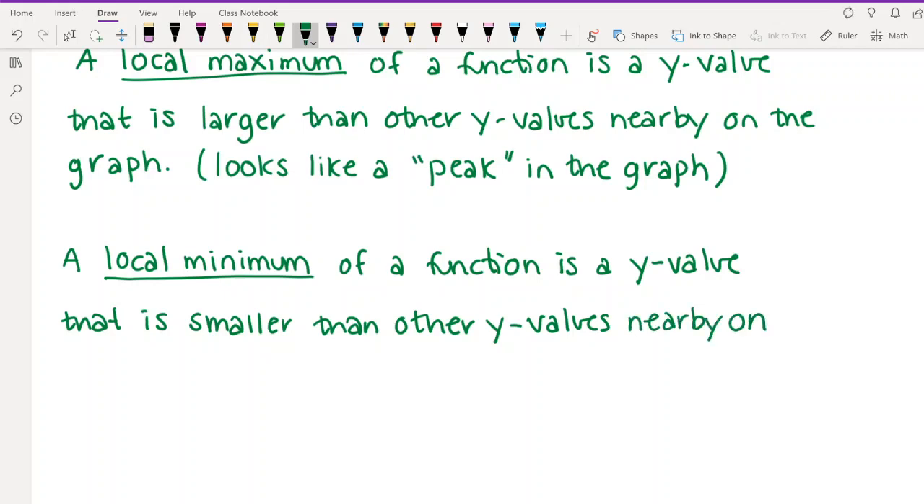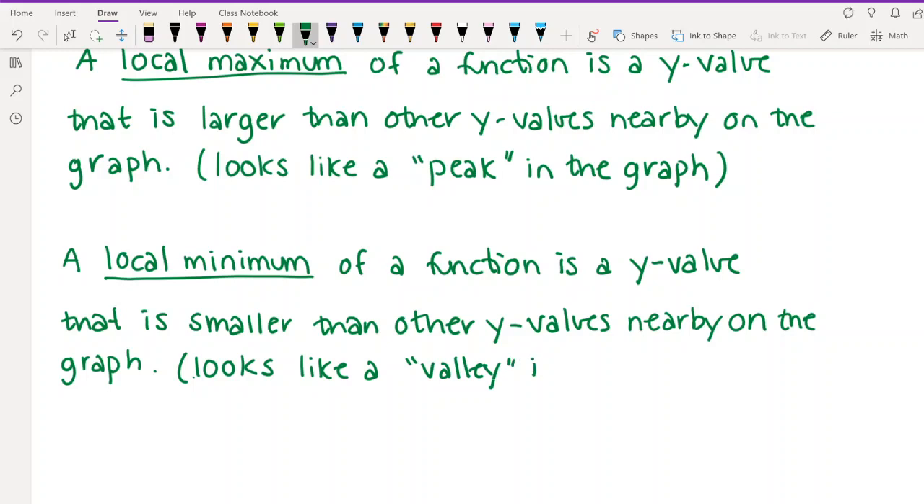And I know you might be bothered by the word nearby being kind of vague. But it really is meant to be vague because it doesn't matter. It really depends on the graph. As long as you see a peak or a valley happening, it's a local max or min. Let me finish this sentence and then I'll sketch an example to show you what I mean. So if the other one looks like a peak, this is going to look like a valley in the graph.